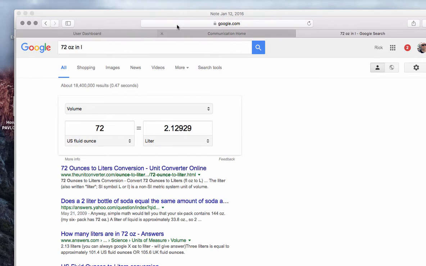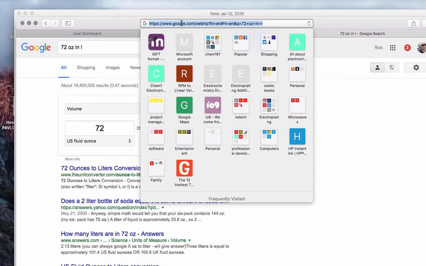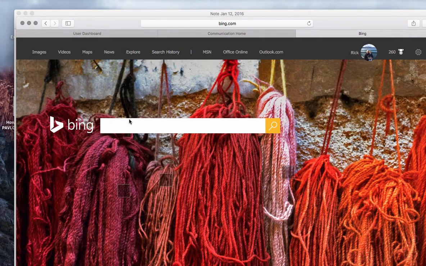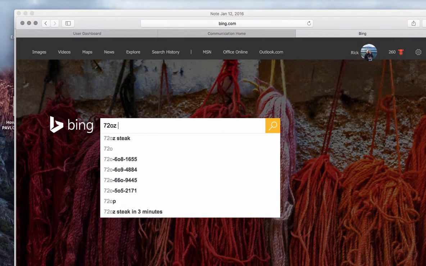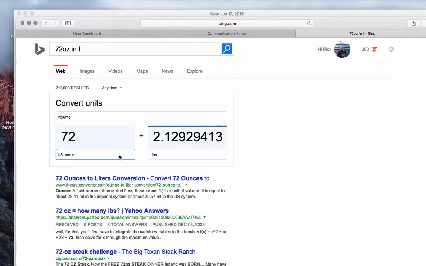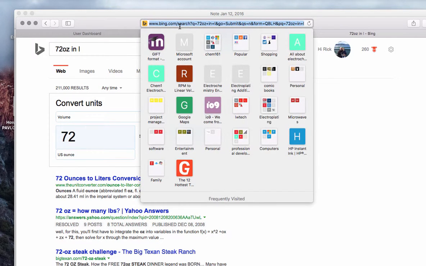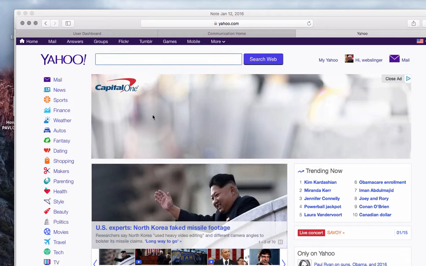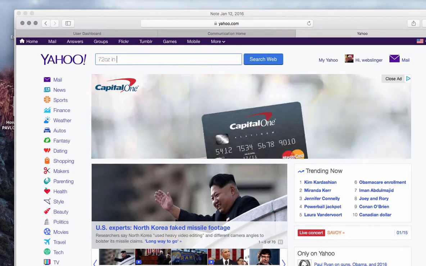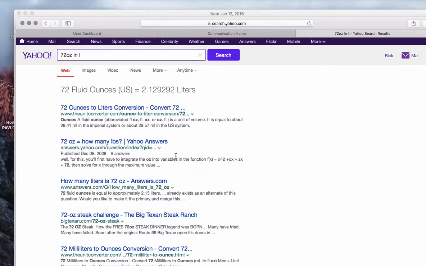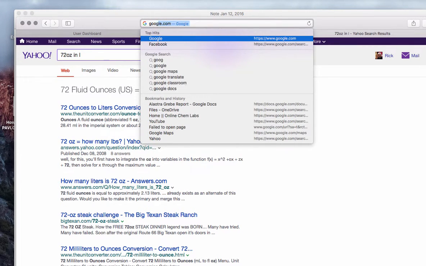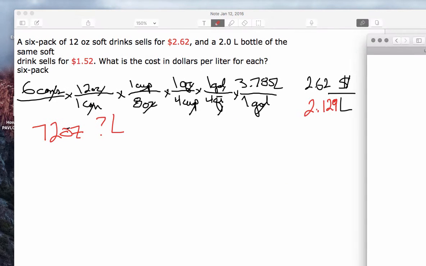So I think if you have a preferred search engine, I'm pretty sure they all do it. We'll say 72 ounces in liters, and yep, same thing here in Bing, and we'll try Yahoo, see if Yahoo comes up with anything different. There's a not very handsome fella. 72 ounces in liters, and who failed? Nobody failed us, so every place did it just fine. I think Google is probably your favorite, doesn't matter.